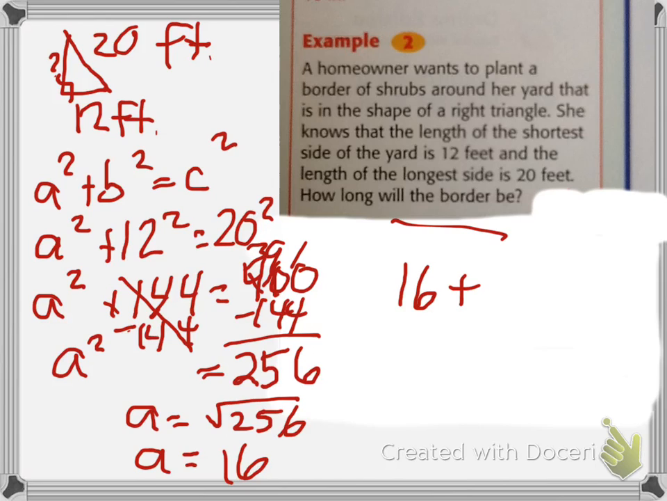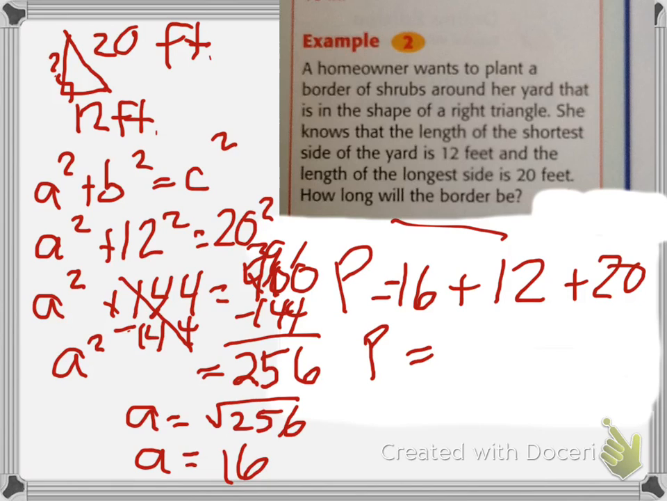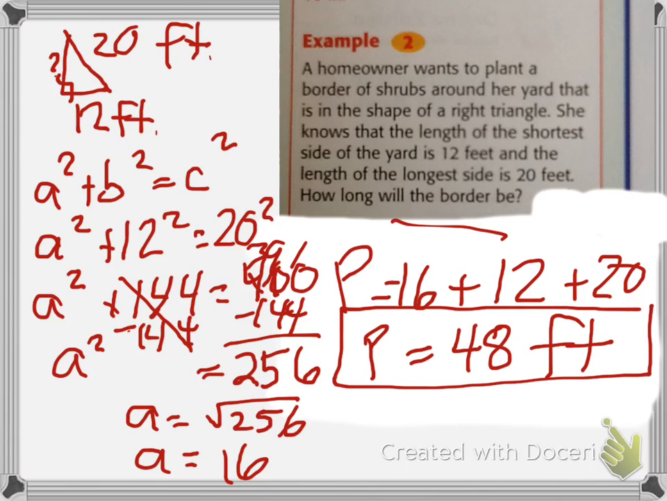16 plus 12 plus 20. And that will be our perimeter. So our perimeter, 16 plus 12 is 28 plus 20, 48 feet. And that's how long the border will be.